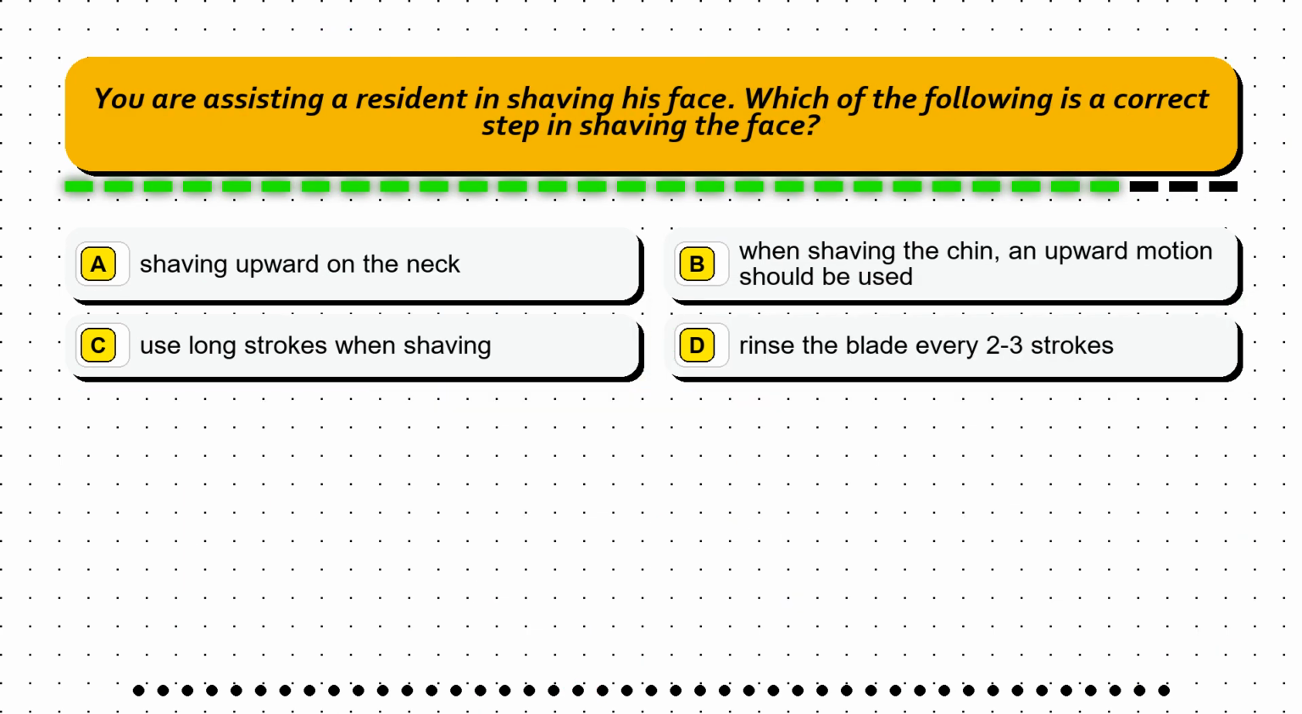Question 10. You are assisting a resident in shaving his face. Which of the following is a correct step in shaving the face? Option A. Shaving upward on the neck. Option B. When shaving the chin, an upward motion should be used. Option C. Use long strokes when shaving. Option D. Rinse the blade every 2 to 3 strokes.